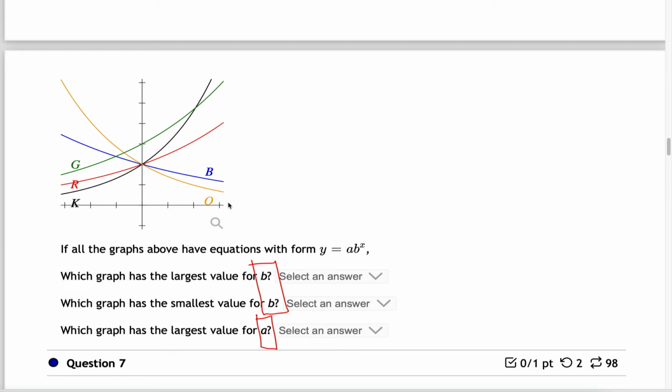I guess if I've gone this far, I should just finish the problem. For the smallest value of B, it can't be any of these 3. It's got to be one of these 2, because these 2 are less than 1. But which one of these is it?